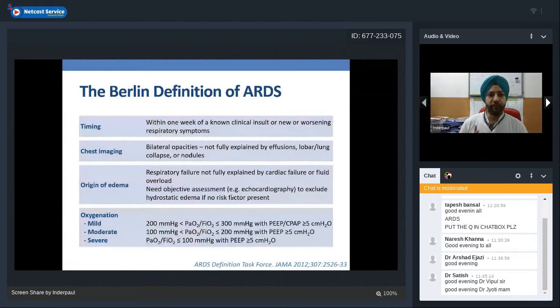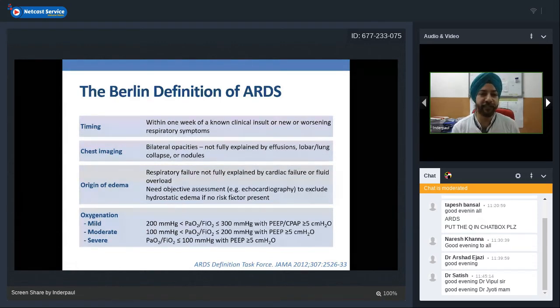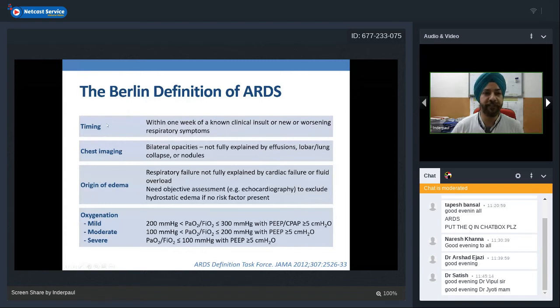So before I proceed further, we should know what exactly is ARDS and how we need to define it, because I've seen many residents using ARDS loosely, calling even a patient of acute pulmonary embolism as ARDS. For them, any hypoxic respiratory failure becomes ARDS. But this is not so. In the definition, we have 4 components. We have the timing, we have the chest imaging findings, and we need to characterize the origin of edema, and then finally we need to characterize the severity of disease that we are dealing with.